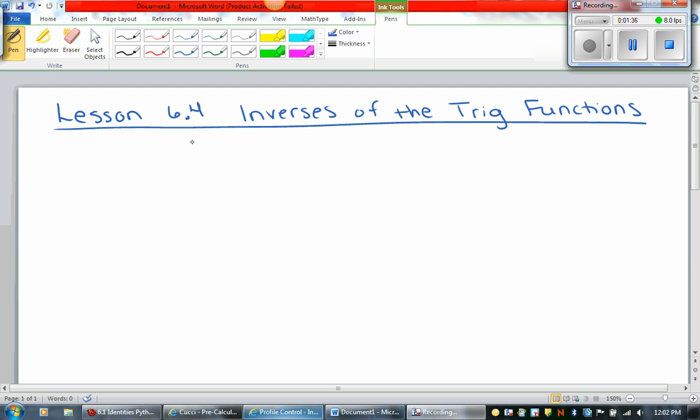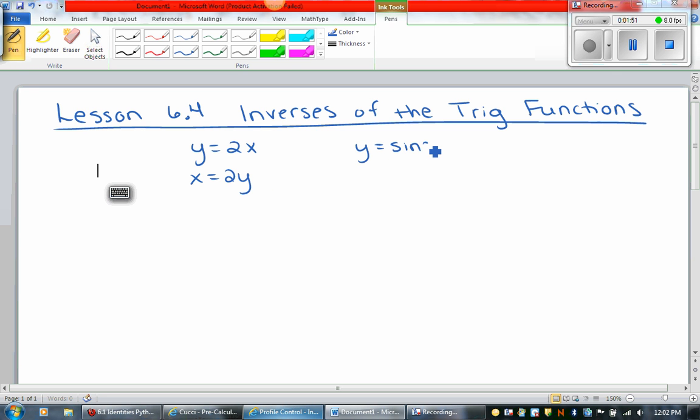Okay. Remember, when we take the inverse, for example, of y equals 2x, what winds up happening is our x and y, or our domain and range, kind of trade places. So similarly, if I had y equals sine of x, the inverse is going to look like x equals sine of y. So that domain and range trade places. Okay. So if I were to take a look at the graph of x equals sine y, for instance, it's going to look a little bit different.